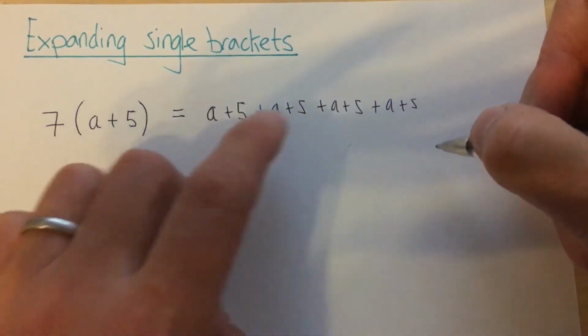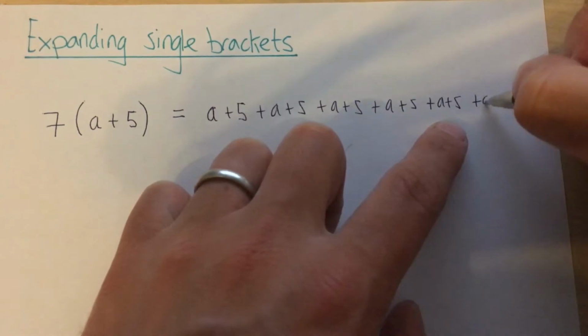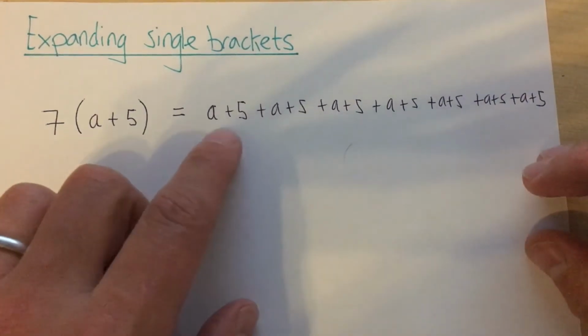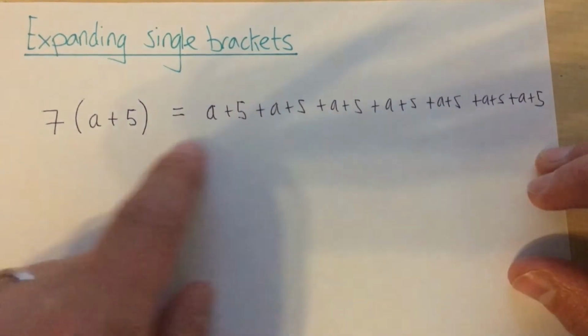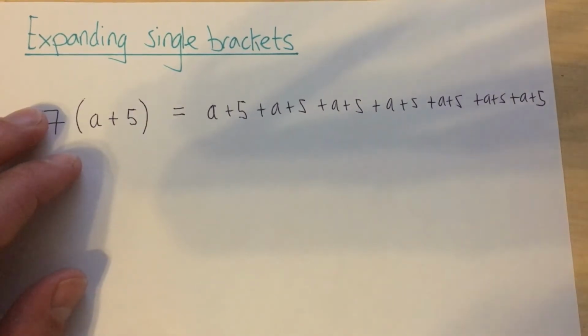How many is that? 1, 2, 3, 4. Plus a plus 5 plus a plus 5 plus a plus 5. So I've got that 7 times. 1, 2, 3, 4, 5, 6, 7. Well, this method is exhausting. There must be another way, and there is.